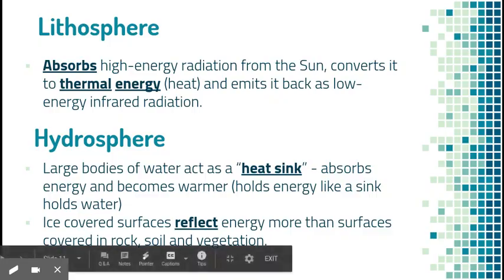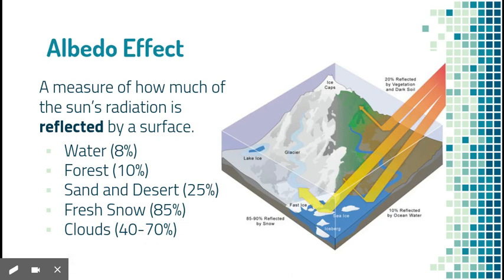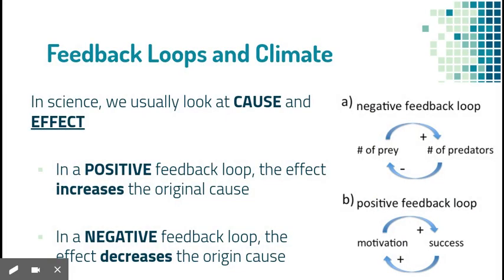Okay. Almost done. Okay, and then you have the albedo effect. It measures how much of the sun's radiation is reflected by each surface. So here are different percentages for you. Okay. So as you can see, fresh snow and the glaciers reflect a ton of the sun's energy. And this is really important.